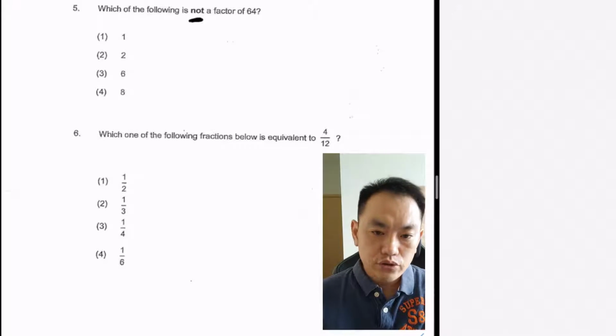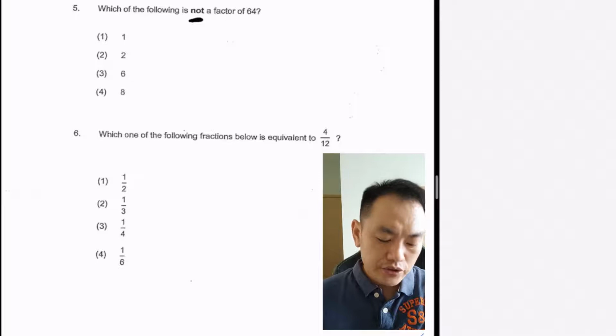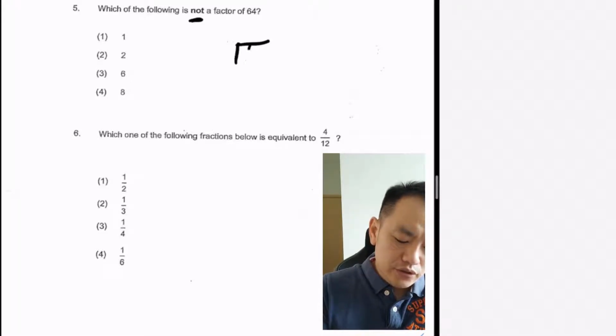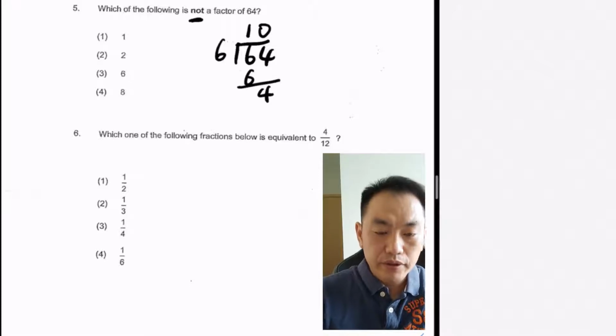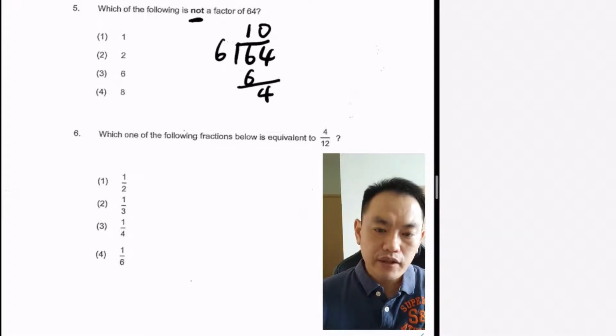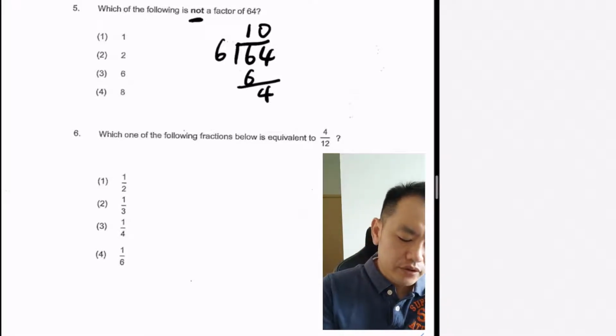And then 2, is 2 a factor of 64? The answer is yes, because 64 ends with 4. When a number ends with an even digit, 0, 2, 4, 6, 8, it will be a multiple of 2. So that also means 2 is a factor of 64. Number 6, we are not so sure, so let's do the calculation. You use 64 and divide by 6. 1, 6. You put down the 4. 4 cannot be divided by 6, so it's a 0 with remainder 4. So that means 64 cannot be divided by 6 without any remainder. So the answer will be 3.